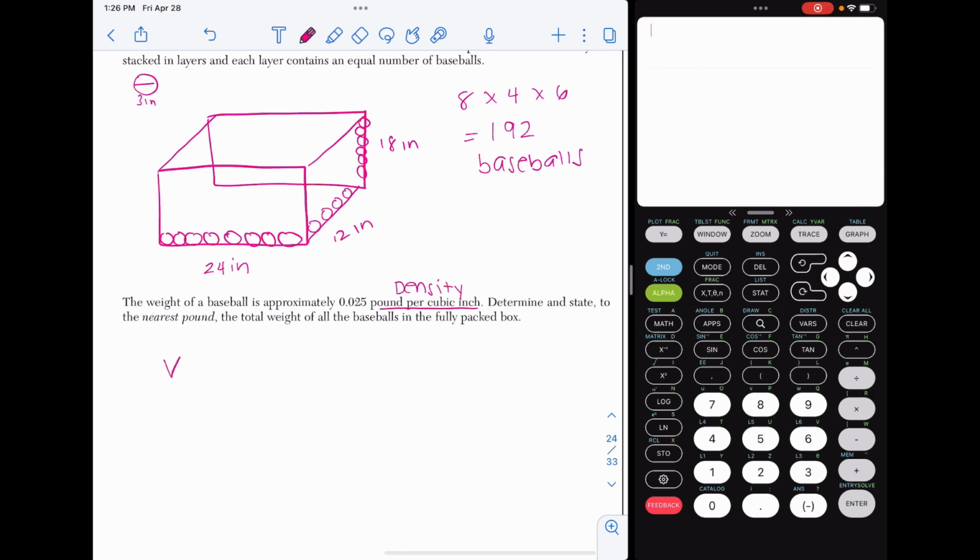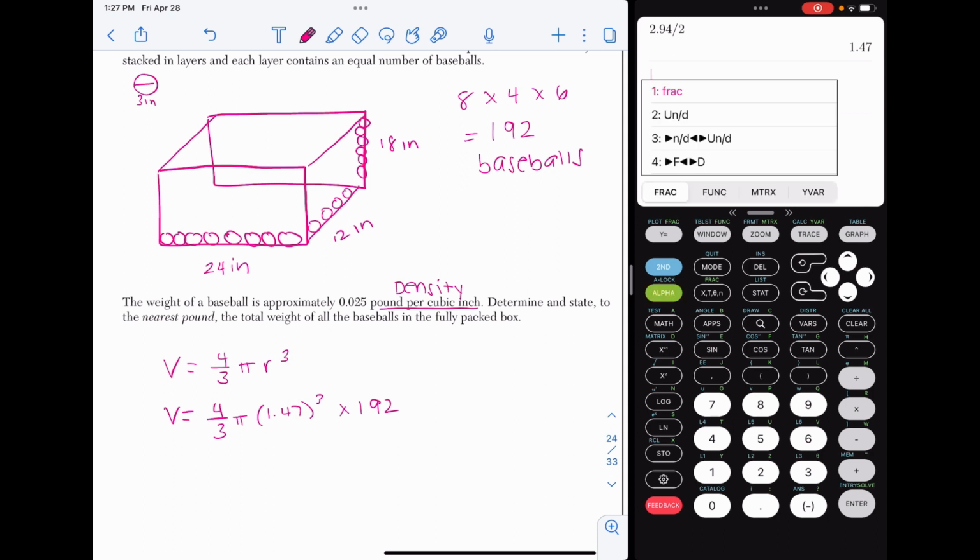All right, well, let's find the volume of a baseball. The formula is on your reference sheet. Volume is 4/3 pi r cubed. The radius was not given to us, but the diameter was. So the diameter is 2.94, and my radius is 1.47. Let's cube it. And we know that there's 192 baseballs in the box, so I'm going to multiply that by 192.